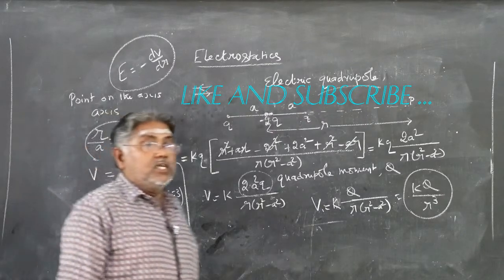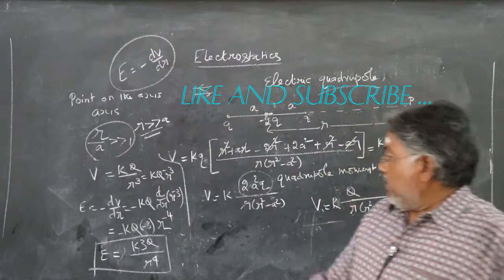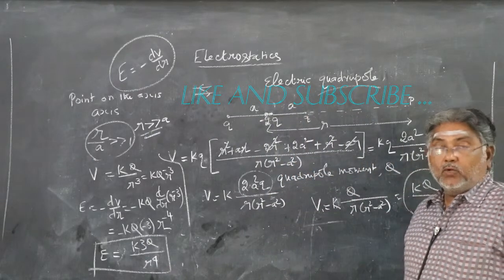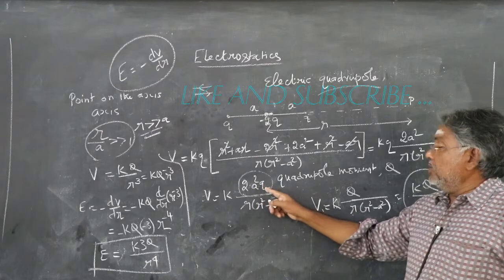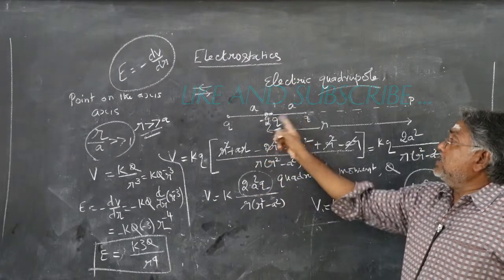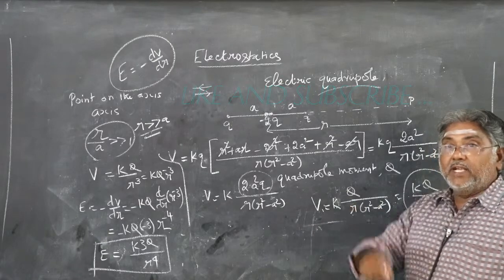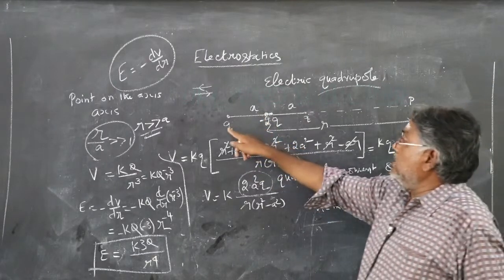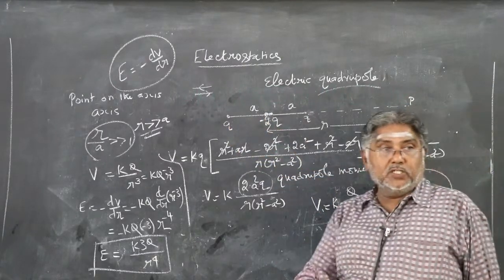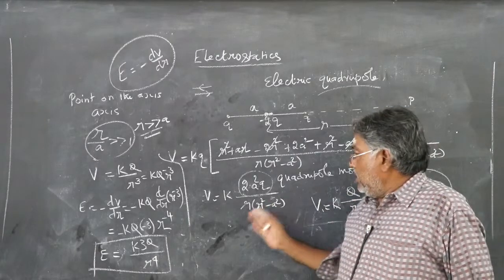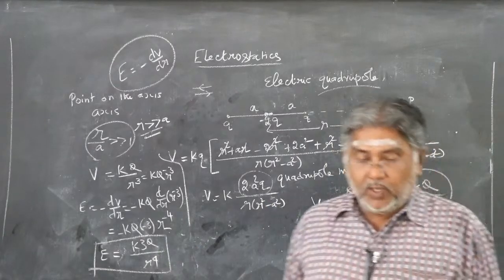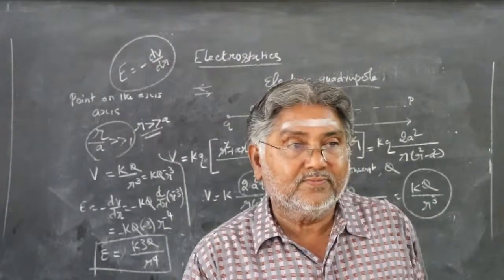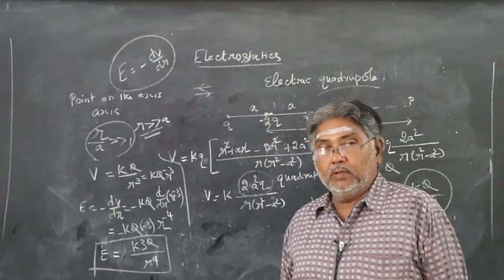So the electric field intensity due to a quadrupole at an axial point is 3kQ by r power 4. Q is the electric quadrupole moment, 2a squared into q. A is the distance between the charges in a dipole, that is between one positive charge and the negative charge. That distance is a. So the final expression for the electric field intensity is this. So minus dV by dr you can use to find the electric field intensity. This is for a distant point. Okay, thank you.